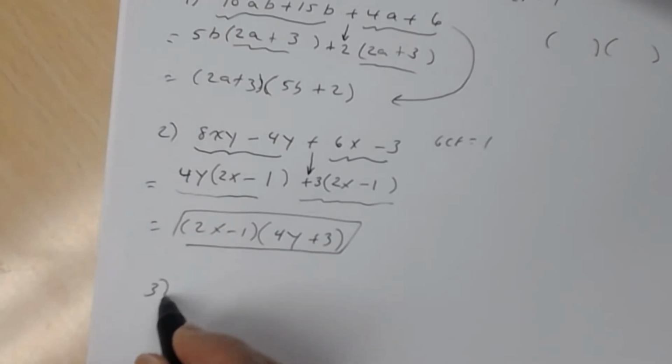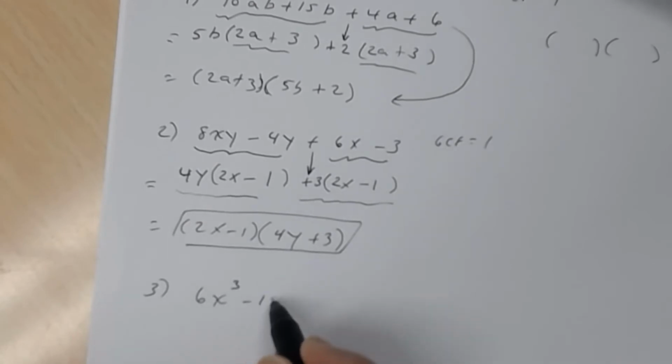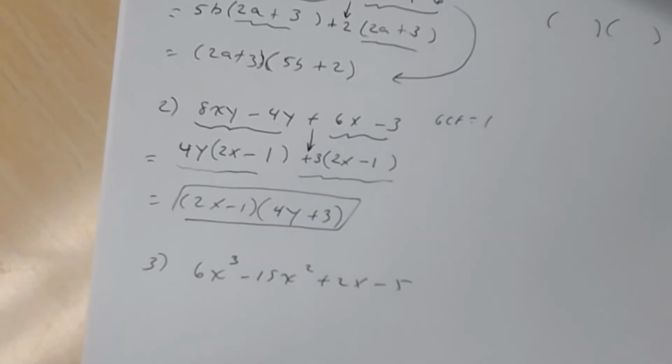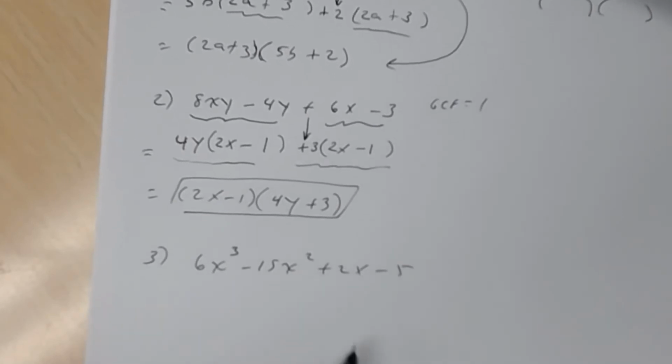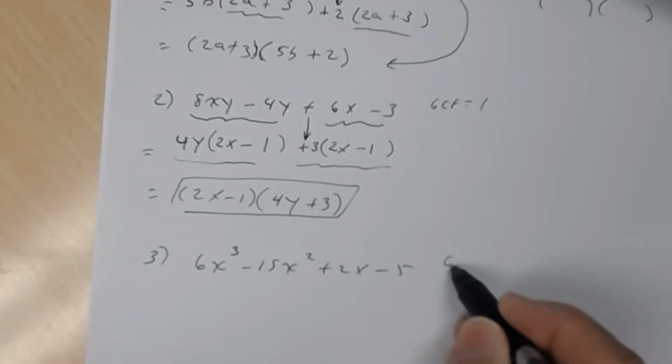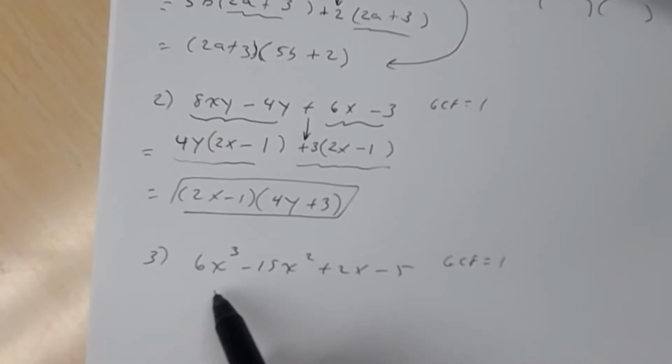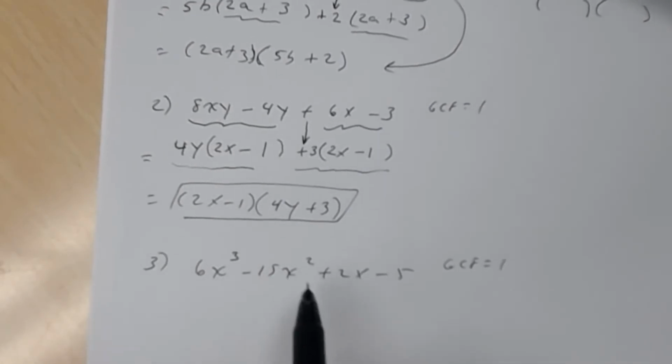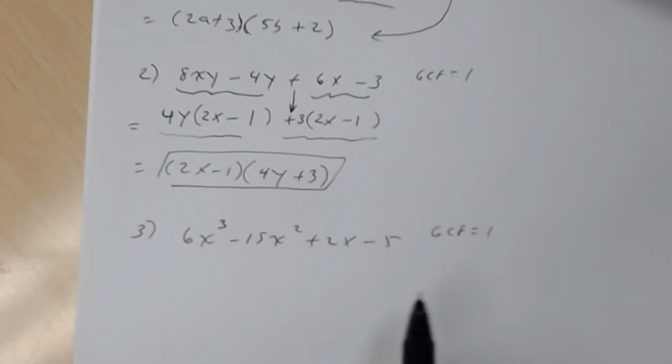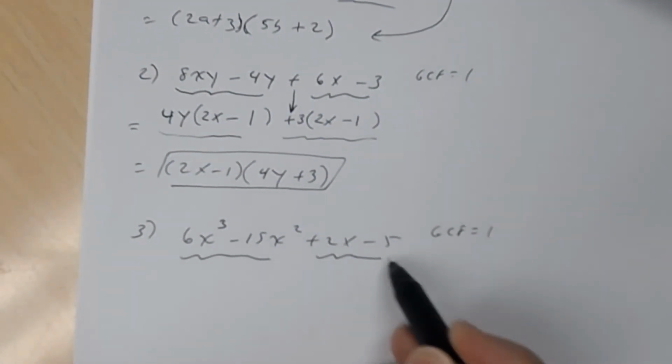Okay, number 3. Suppose in number 3, I had 6x cubed minus 15x squared plus 2x minus 5. All right, so 6x cubed minus 15x squared plus 2x minus 5. Again, if you look at the 4 terms, 6x cubed, a negative 15x squared, 2x, and a negative 5, the GCF of all 4 terms is 1. Since this is a polynomial with 4 terms, I'm going to try factoring by grouping. I'm going to group the first 2, and I'm going to group the last 2.